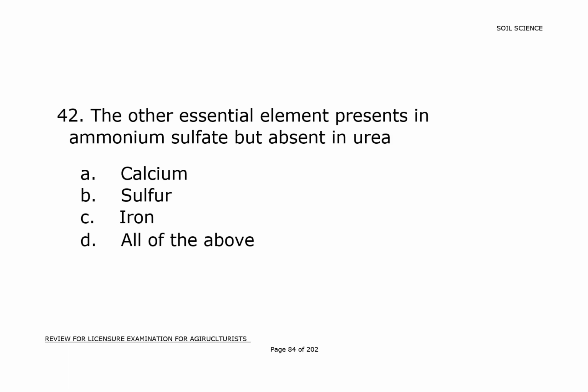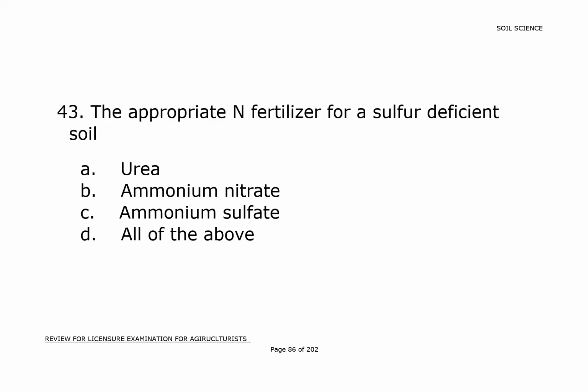Number 42. The other essential element present in ammonium sulfate but absent in urea. A. Calcium. B. Sulfur. C. Iron. Or D. All of the above. The answer is sulfur. Number 43. The appropriate N fertilizer of a sulfur deficient soil. A. Urea. B. Ammonium nitrate. C. Ammonium sulfate. Or D. All of the above.